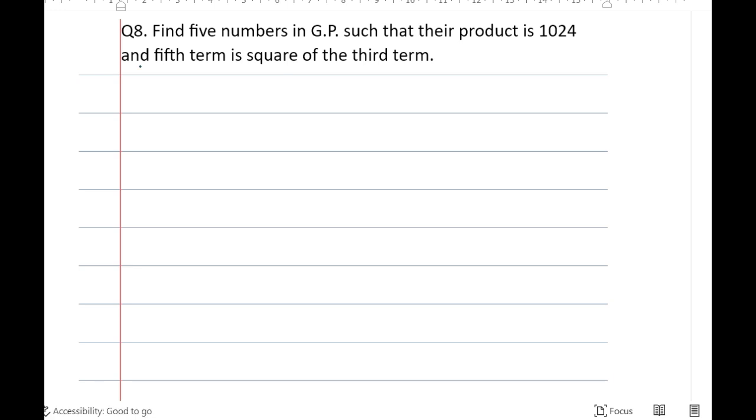Okay. So now it's given you have to find 5 numbers in GP such that their product is 1024. Okay. The product is 1024 and the 5th term is square of the 3rd term. I've underlined the given details here. Okay, let's just highlight them for you. 5 numbers in GP, right? Product is 1024. Fifth term is square of third term.